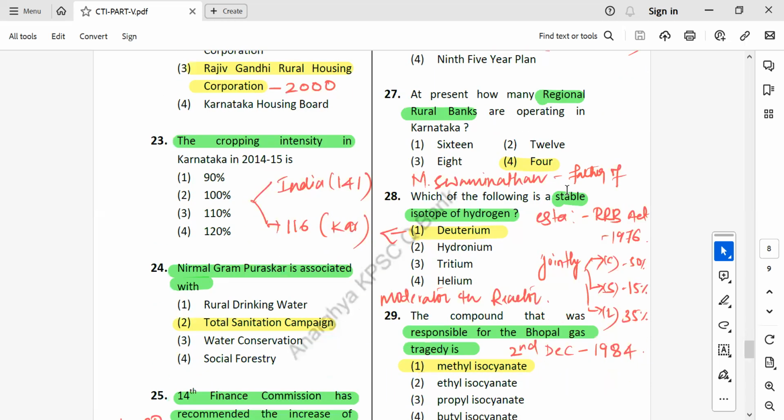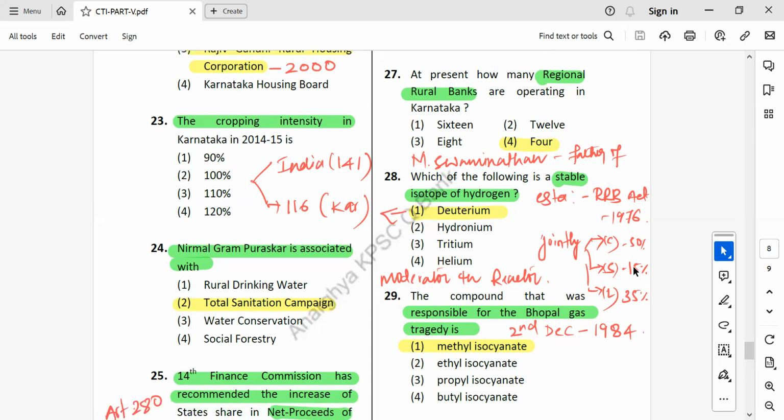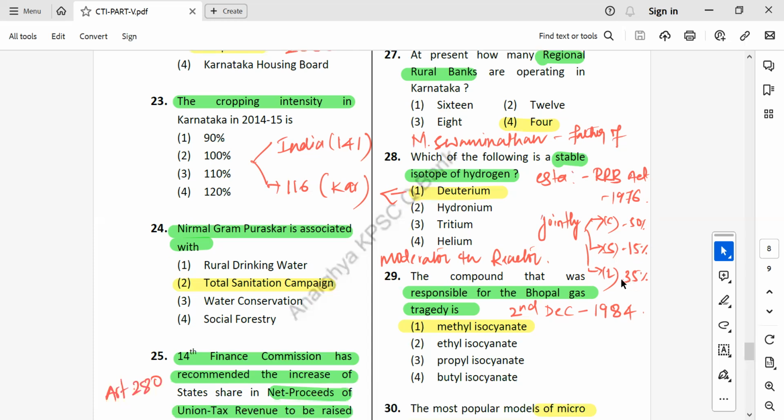At present, how many regional rural banks are operating in India? The concept behind this is very important because the father of Regional Rural Banks, RRBs, is M. Narasimham, not MS Swaminathan. Remember, and one more thing, it was brought in through an Act of Parliament, the RRB Act, in the year 1976. So it has joint ownership where the central government has a 50% share, 15% is by the state government and 35% by the lead bank.